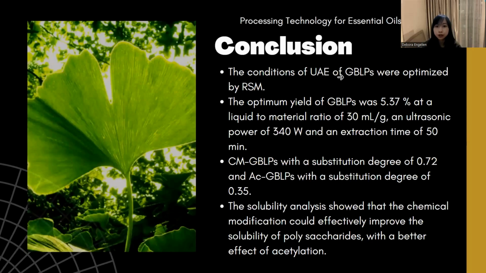So for the last, for the conclusion, there are several parts. And in summary, the conditions of ultrasound-assisted extraction of GBLPS were optimized by RSM. And the optimal yield of GBLPS was 5.37% at a liquid to material ratio of 30 milliliter per gram, an ultrasonic power of 340 watt, and an extraction time of 50 minutes. And CMGBLPS with a substituent degree of 0.72 and ACGBLPS with a substituent degree of 0.5.